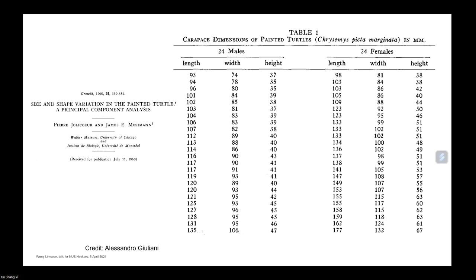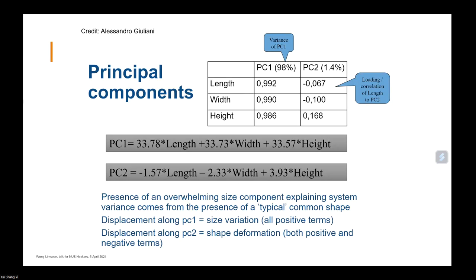just to make sure, here is an example, right? I have a table of male turtles and female turtles, and I recorded the shell of the turtle: how long, how wide, how high the shell is. Yeah? So this is the data. And then to see what the data is telling me, I apply a PCA on that matrix. And this is what I get back.